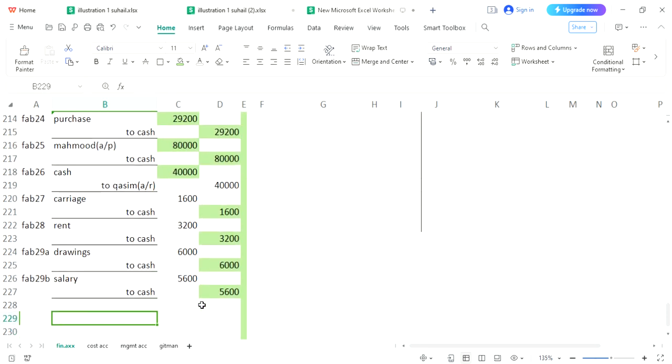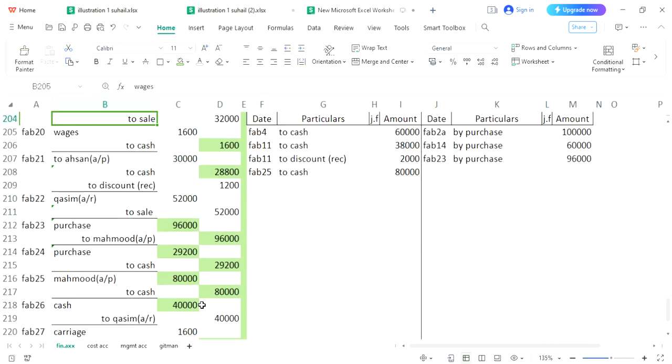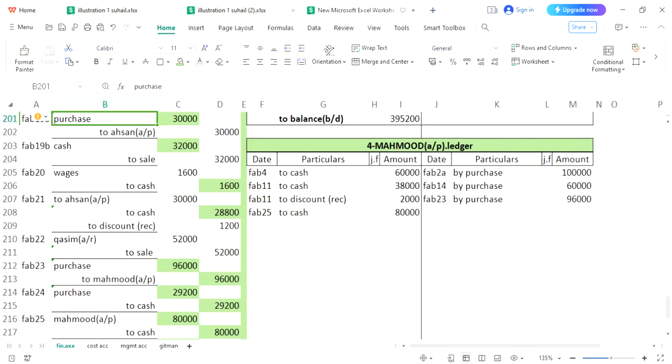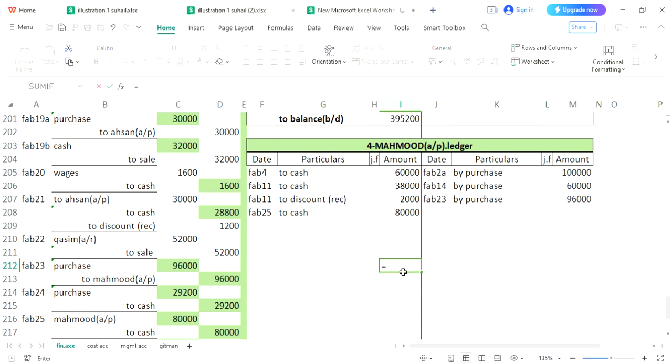Entries are completed. It means all posting related to Mahmood is completed. It's time to calculate the balance and we'll follow the same steps. First step is to calculate the sum of both sides. I am taking help from Excel and asking Excel to calculate the sum of the debit side. All amounts are selected for which the sum is needed. This is your sum on the debit side.